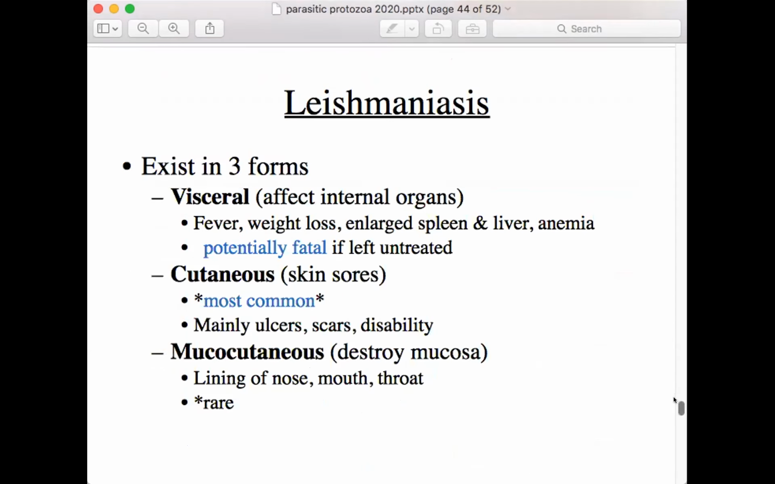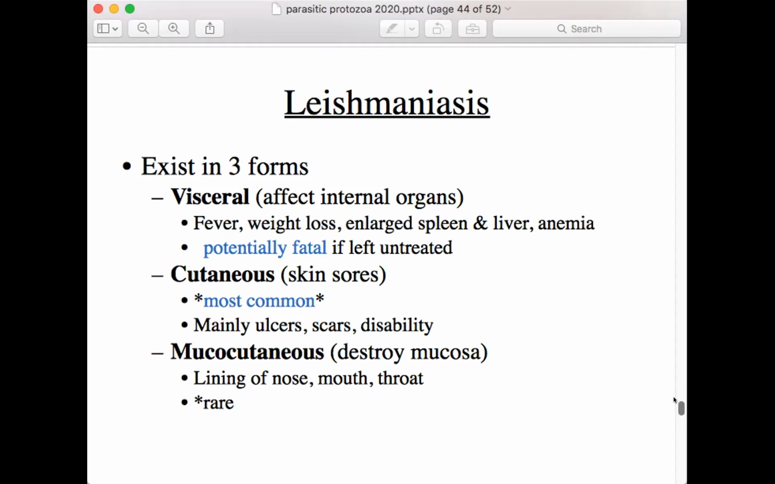Leishmaniasis can exist in 3 different forms, from being just a skin disease to being potentially fatal by affecting our internal organs. So write these 3 forms down. Leishmaniasis can present in 3 different forms: visceral leishmaniasis, cutaneous leishmaniasis, and mucocutaneous leishmaniasis. The visceral form of the disease is the most serious. It can be potentially fatal if left untreated.